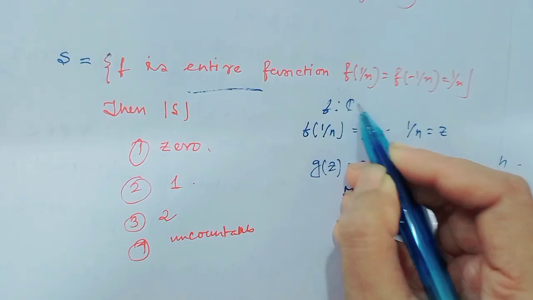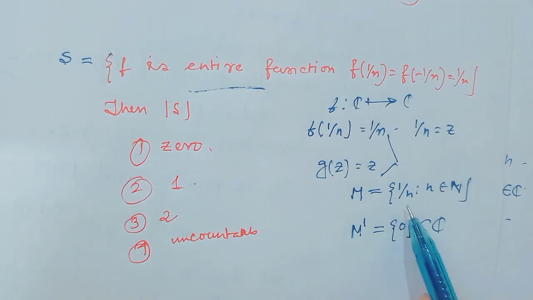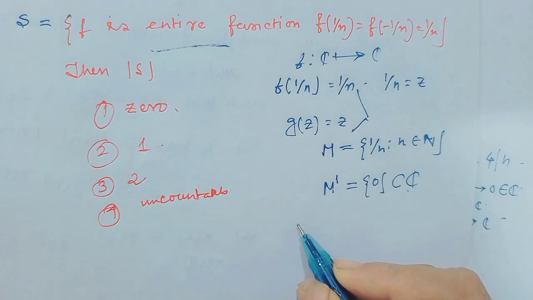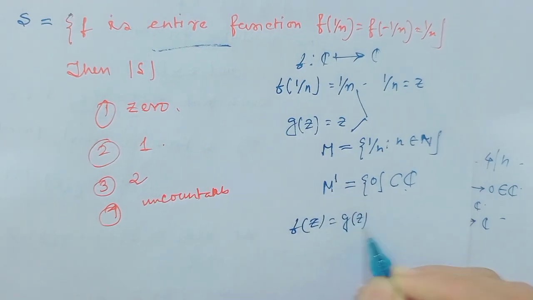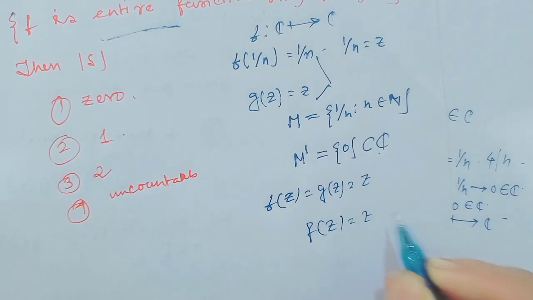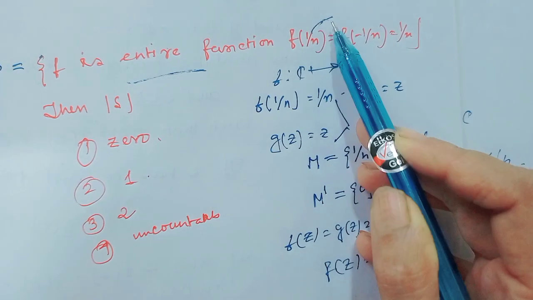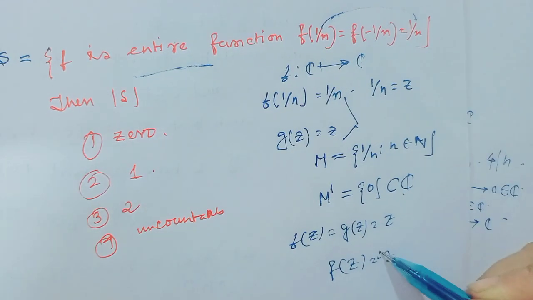because f is an entire function, that means f is defined from complex to complex. Since the limit point of the set belongs to the domain, we can tell f(z) equals g(z) equals z. That means f(z) equals z. If we consider f of 1 over n equal to 1 over n, then f(z) equals z, I have got.